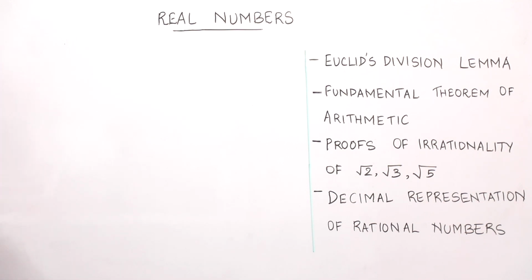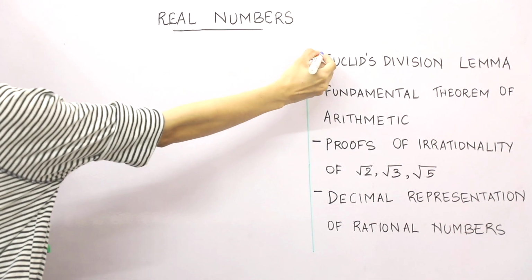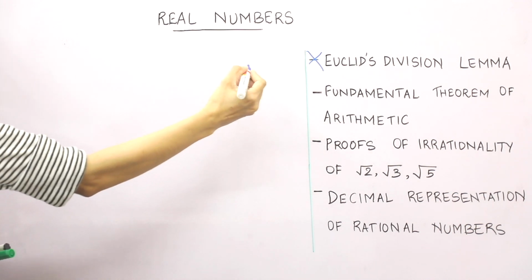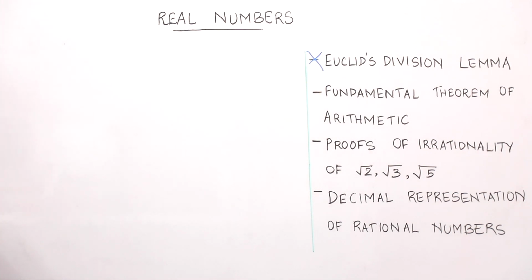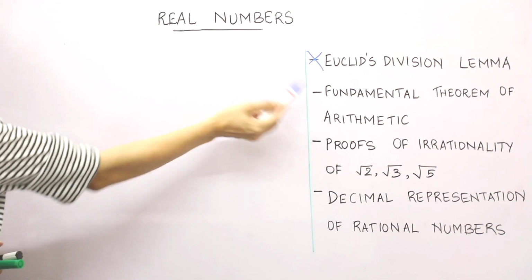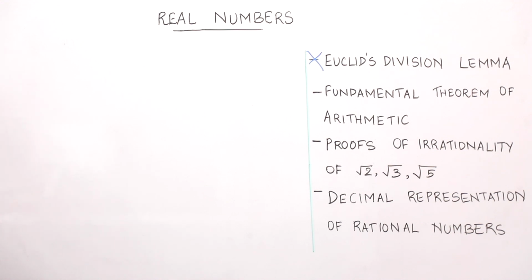The first section is Euclid's division lemma. This portion has been excluded for the current academic year. Therefore, we will not be covering the same in our discussion. The second topic is a theorem called Fundamental Theorem of Arithmetic. We'll understand the theorem. We'll also see how it is applied to find the HCF and LCM of numbers, and we'll also see the relationship between product of two numbers and product of their HCF and LCM.